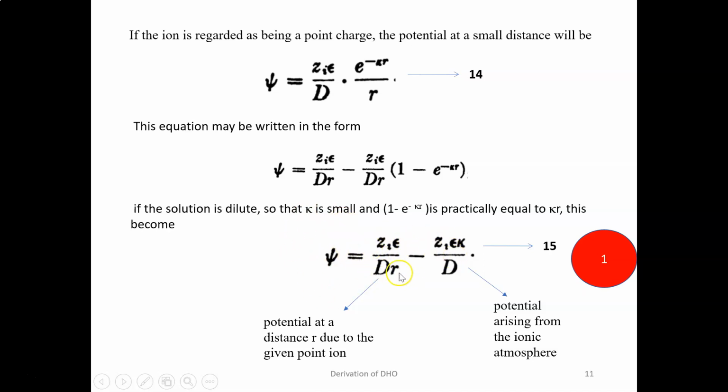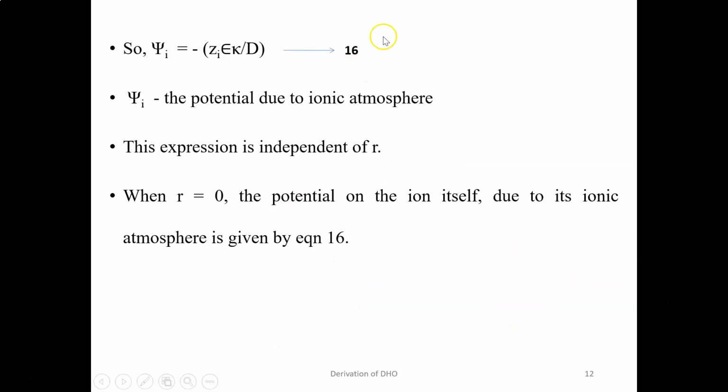So this is the electric potential at a particular point, and it involves two different terms. One corresponds to the potential at a distance r due to the given point ion, and the other is the potential arising from the ionic atmosphere. This particular term is related to the ionic atmosphere. So psi I, the potential due to the ionic atmosphere, can be given as minus zi epsilon kappa divided by D, and this expression is independent of r.